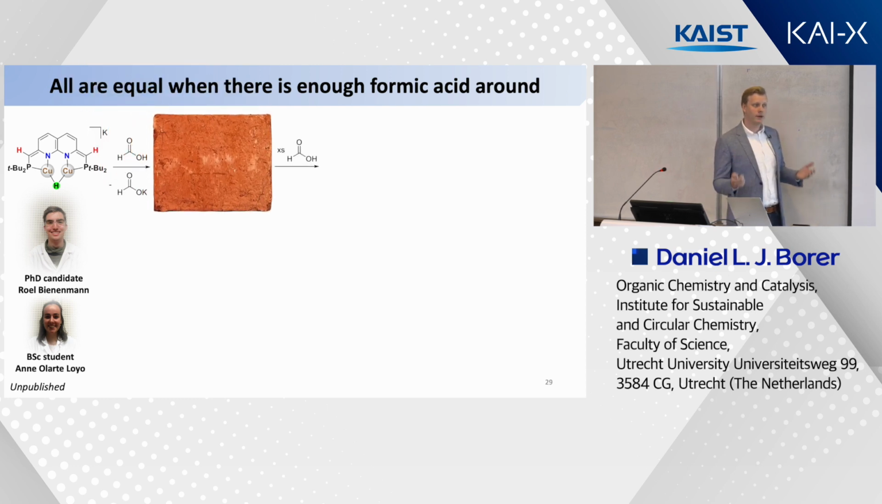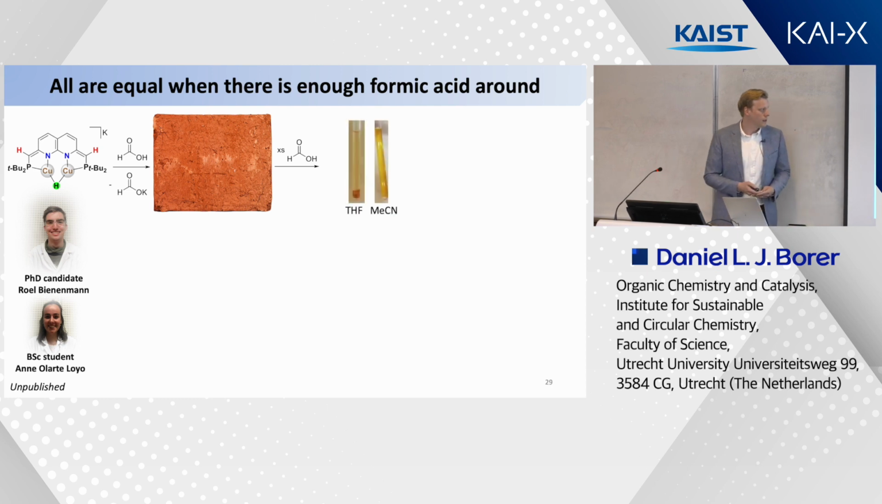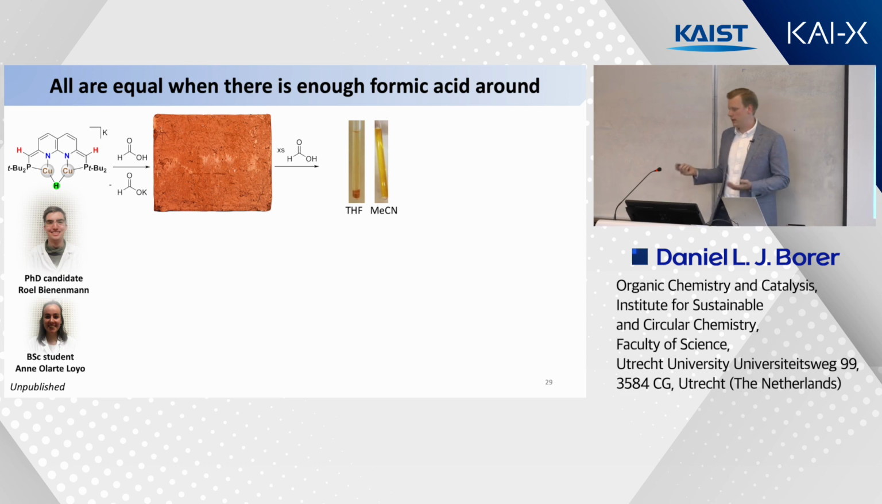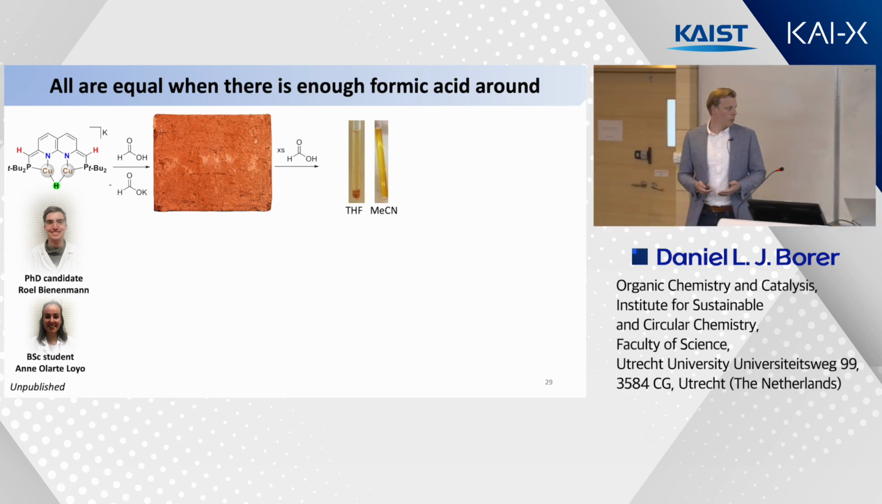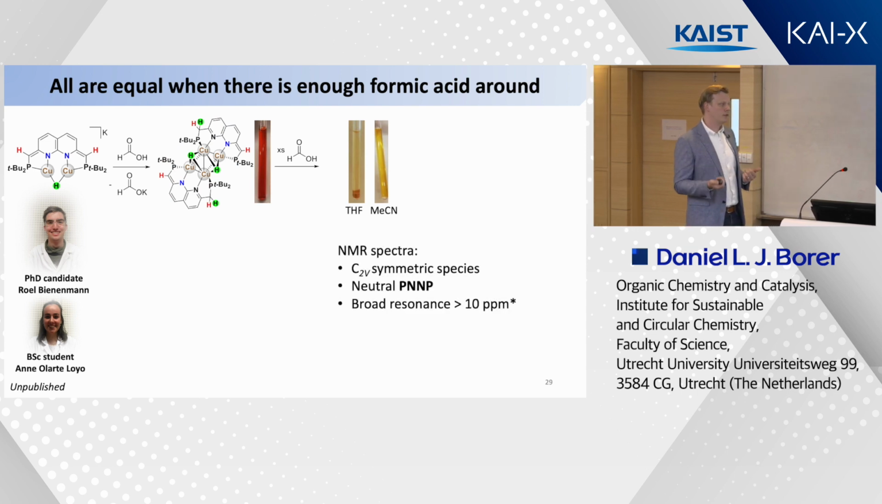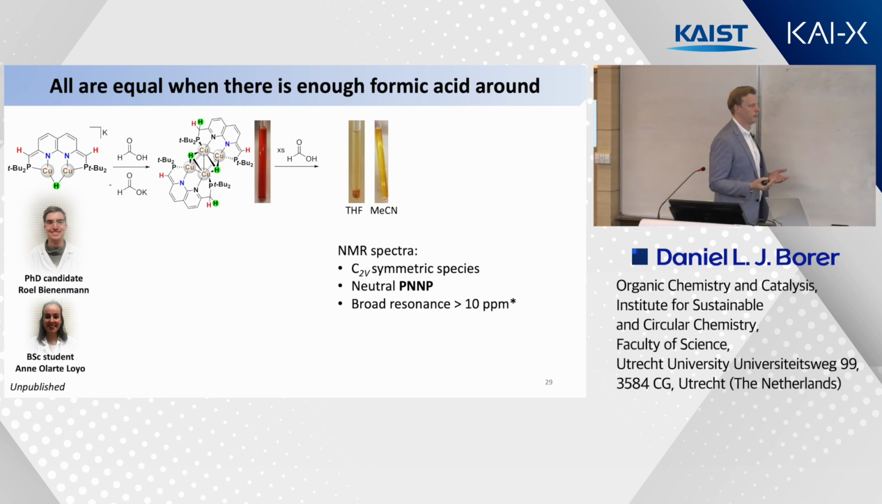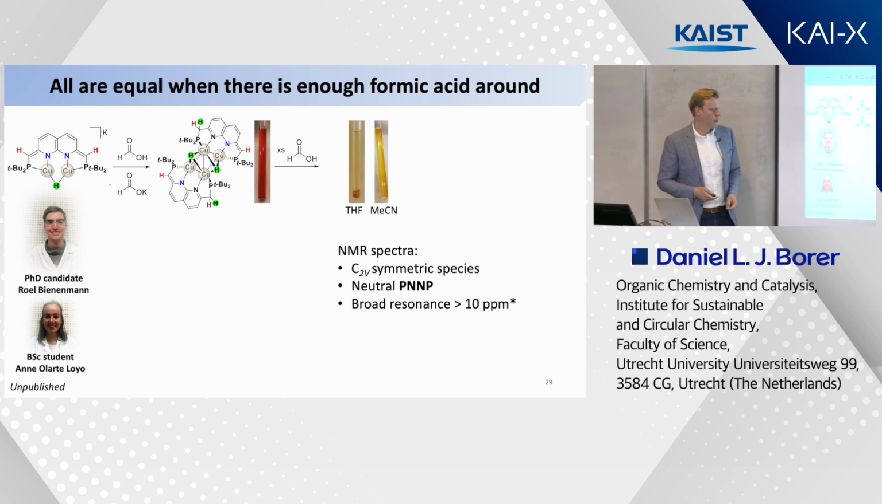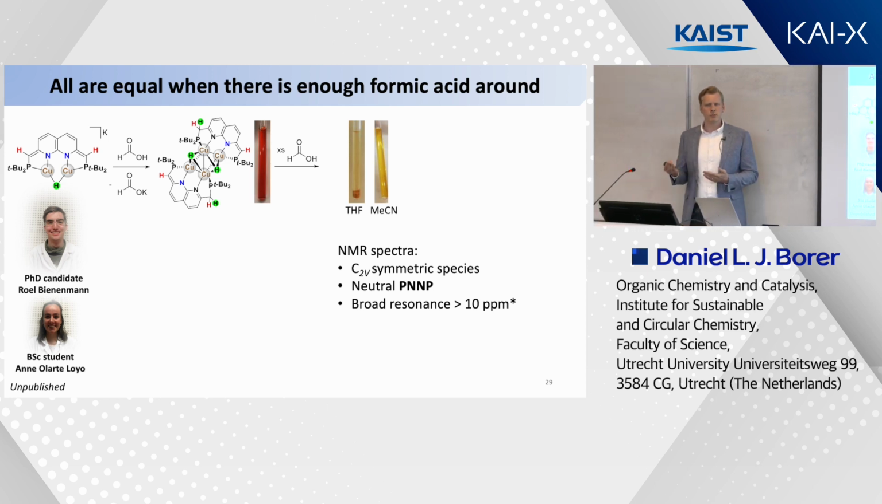So, but when we then add an excess of formic acid, something happens. In THF we get a precipitate, but in acetonitrile we get a nice solution. And when we look at that solution by NMR, we see a C2V symmetric species forming. We seem to have a neutral PNMP ligand, suggesting that these methane linkers are protonated. And there's a broad resonance at 10 ppm that every time we measure is at a different spot.